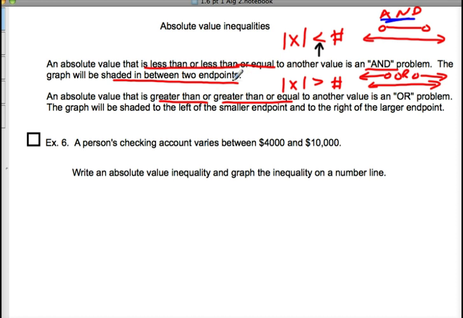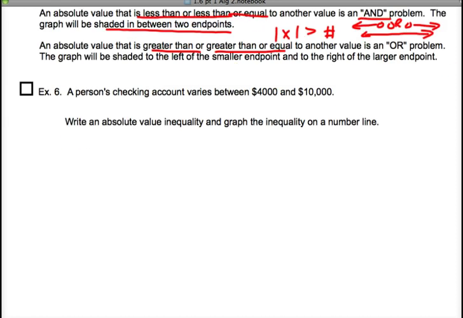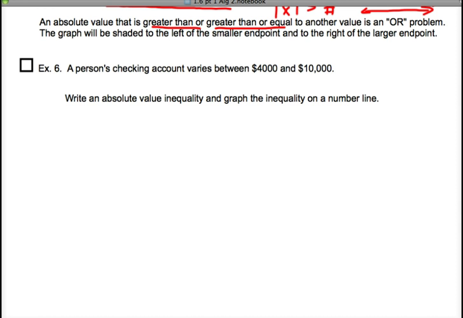So here I have the situation. A person's checking account varies between $4,000 and $10,000. Write an absolute value inequality and graph the inequality on a number line. Slide my screen over a little bit. Okay. So we're going to graph this on a number line. What I've given you is endpoints. Your endpoints are 4,000 and 10,000.